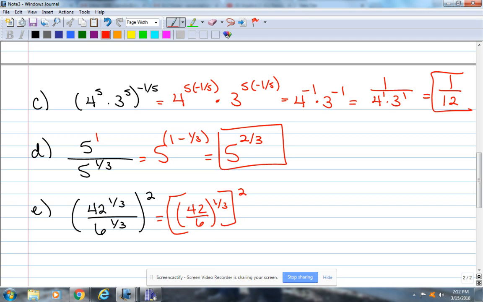The reason we go from here to here is because 42 divided by 6 equals 7. So it's 7 to the 1/3 times 2. And what is 1/3 times 2? 2/3. So it's 7 to the 2/3. And I can't take the cube root of 7, so that's your final answer.